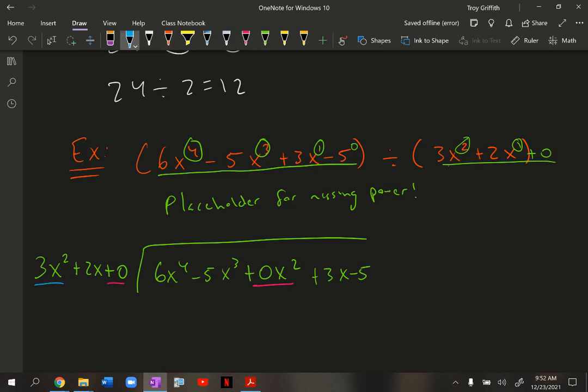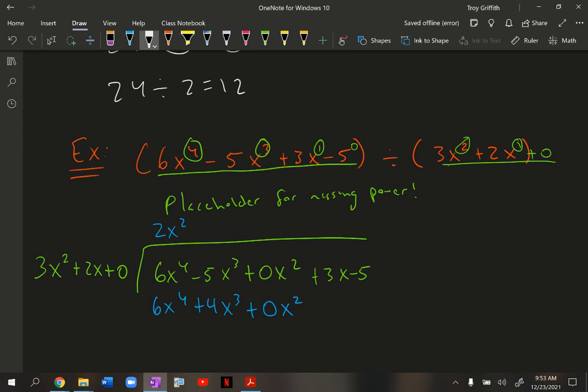So 3x squared times what gives me 6x to the fourth? Well, 3 times 2 gives me 6, and x squared times x squared gives me x to the fourth, so 2x squared. And let's distribute. 2x squared times 3x squared is 6x to the fourth. 2x squared times 2x is a plus 4x cubed. And then 0 times 2x squared, I'm going to do 0 times 2 and keep the x squared, because I want to keep my x to the fourth, my x cubes, and my x squareds all lined up.